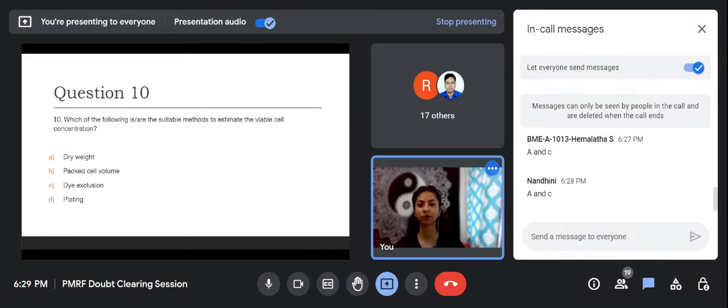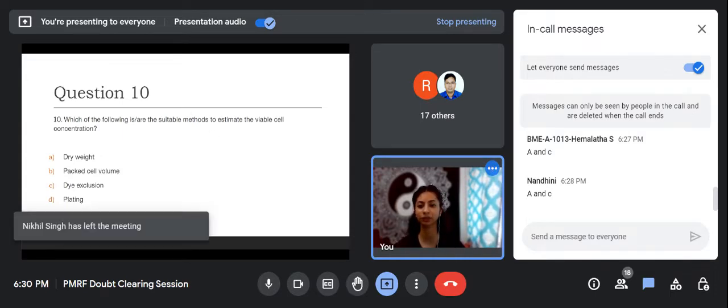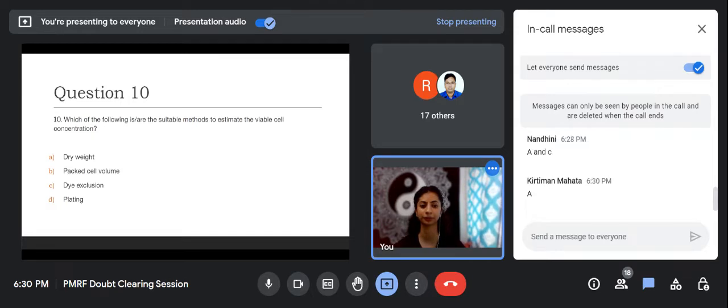Question number 10 is, which of the following is or are the suitable methods to estimate the viable cell concentration? Viable cells are live cells, or cells which are capable of either forming your product or multiplying so that you get a large mass of cells that you require. The options are dry weight, packed cell volume, dye exclusion, or plating. So what do you think is the correct answer? A, okay. C and D, okay. A and D, C and D, okay.